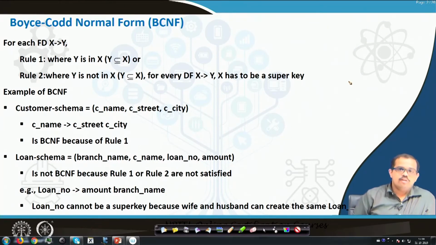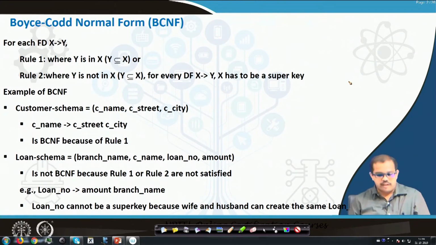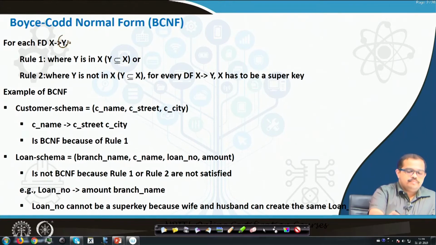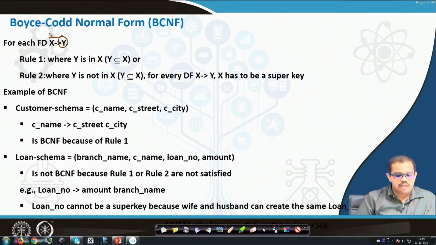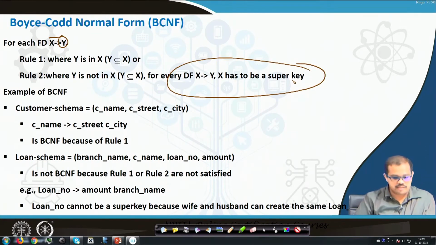Okay. Now, before we go into fourth normal form, we will also look at BCNF. As I said, it is Boyce-Codd normal form. When we are looking at a functional dependency, that is y being dependent on x, it means I have a rule: y is in x, and y is not in x, it means to say the subset of x are not in x. In the second rule, we have already defined that x has to be a super key. This we have already seen previously.